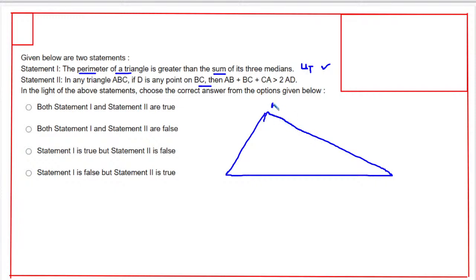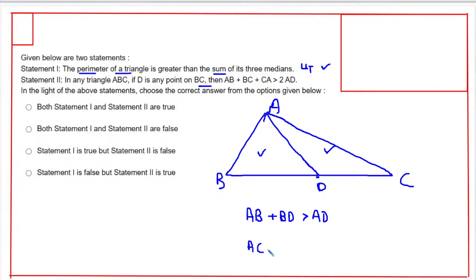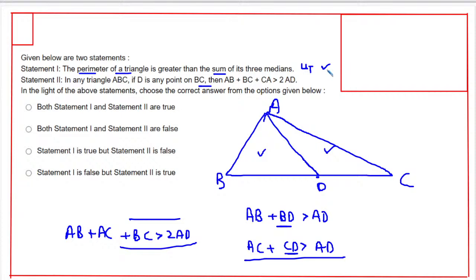Let's check this out. There is triangle ABC, and a point D on BC. Apply the inequality concept. We can say that in triangle ABD, AB plus BD is greater than AD. Similarly, in the second one, AC plus CD is greater than AD. Adding them, AB plus AC plus BD plus CD, where BD plus CD is equal to BC, is greater than twice AD. So it is also valid. Both the statements are true. This first one was the universal truth. I think that was clear.